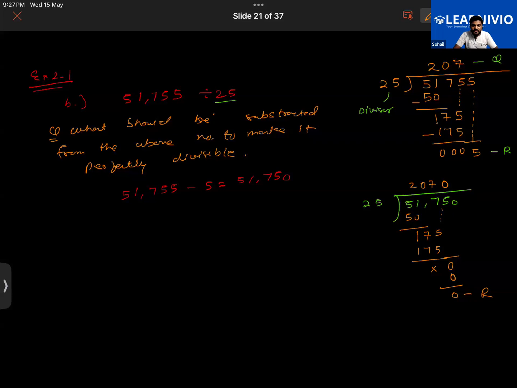So if you do it in this manner, you subtracted the remainder from this number. Now it is perfectly divisible by 25 because you have the remainder 0. Is that clear to both of you or not? Please tell me. It's clear. Clear now? Good. Yes.